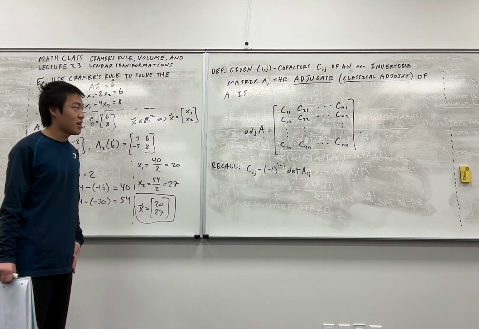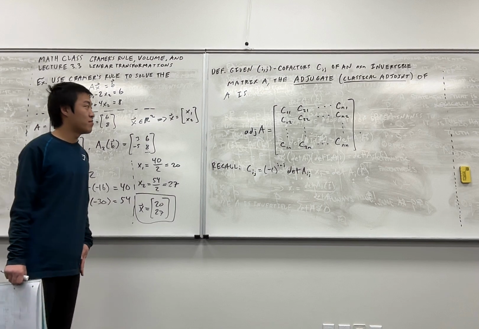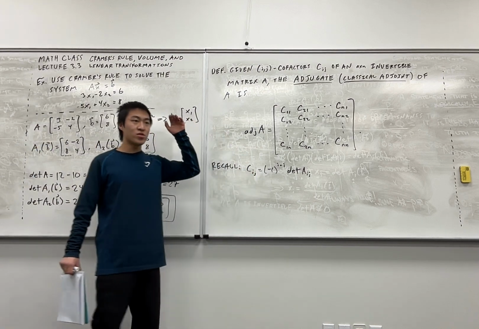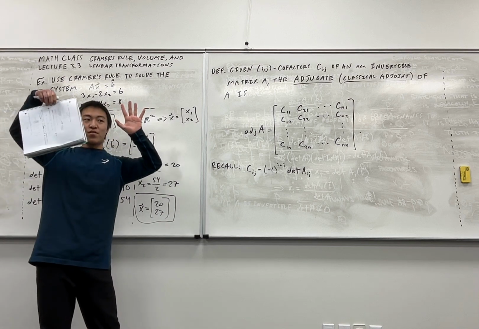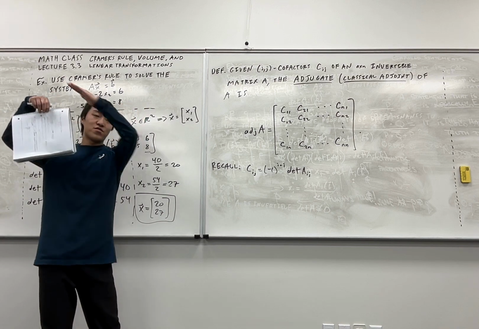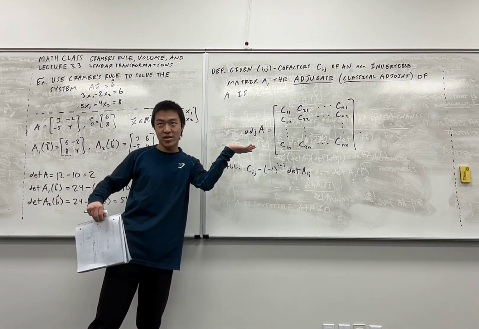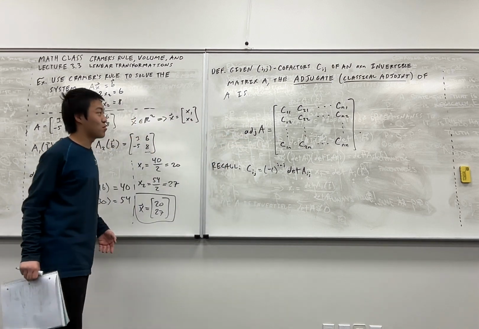Should you really memorize that? Honestly, no. It's more efficient to use the inverse algorithm that we did, where you row reduce and have both of them mirrored side by side, and after you reduce the matrix A to the identity, then you have the inverse right there. So honestly, that's way easier than this.